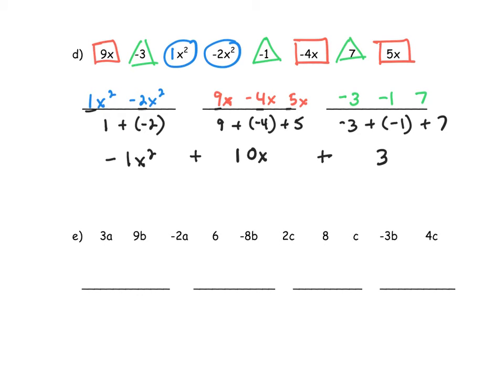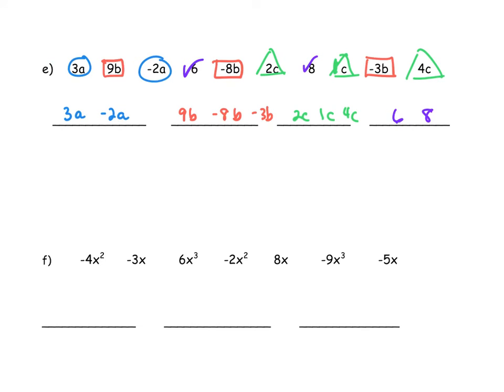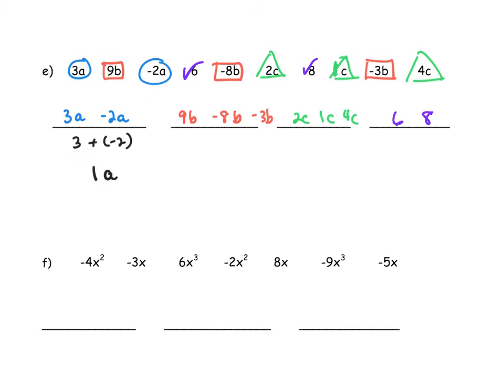Let's move on to letter E. So we've gathered up our A terms, we've gathered up our B terms, our C terms, and our constants. Please tell me what you think the first group would be when you combine it. What would the final A term look like? The correct answer is 1A. Again, in high school, they would just show A.